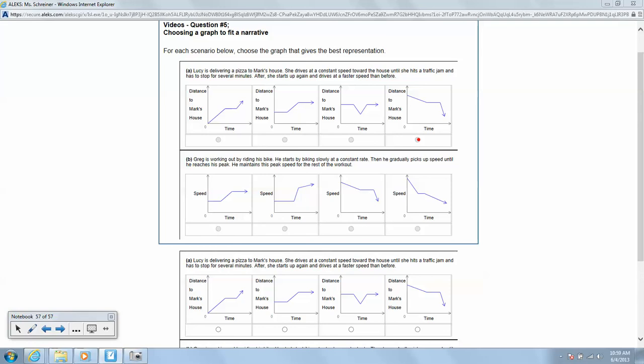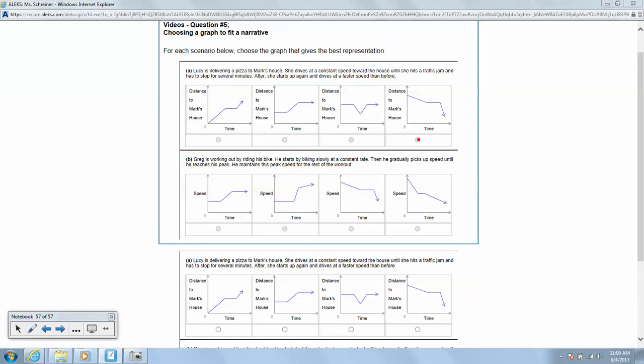Greg is working out by riding his bike. So this is speed and time. He starts by biking slowly at a constant rate. So the speed is the same. It is constant. So it has to be either this one or this one because those are the only two that have the speed being constant, here and here. This one has the speed decreasing and this one has the speed decreasing.